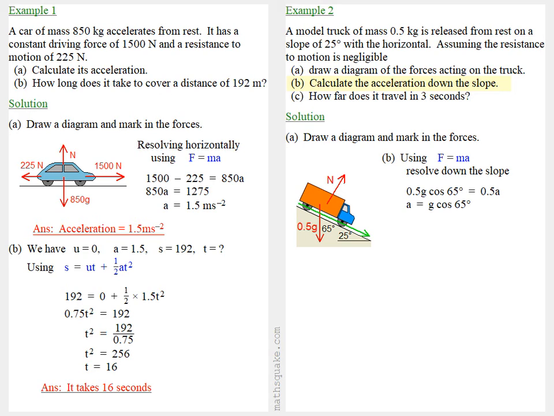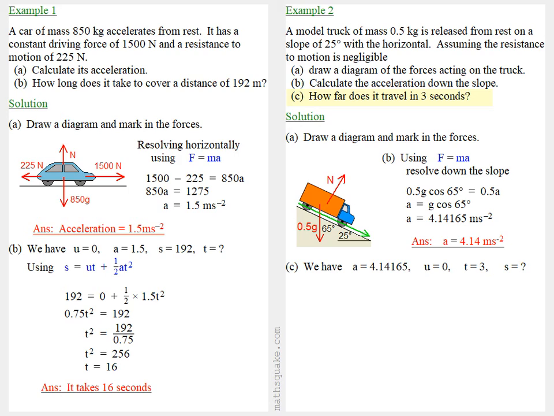In other words, a is equal to g cosine 65 degrees, and that turns out to be a is 4.14165. So the acceleration is 4.14 meters per second squared. And then in part C we're asked, how far does it travel in 3 seconds?